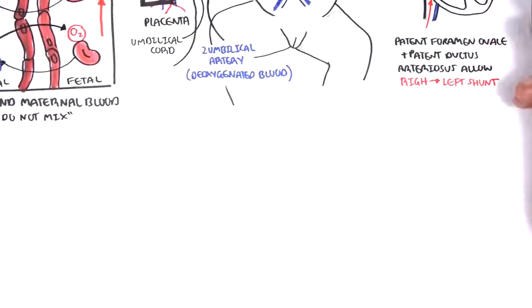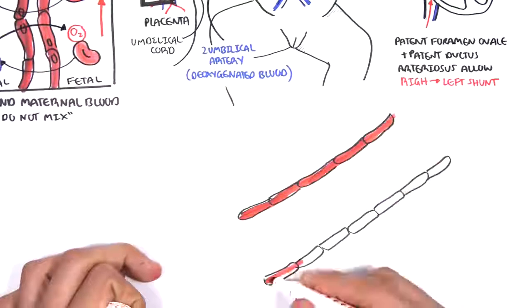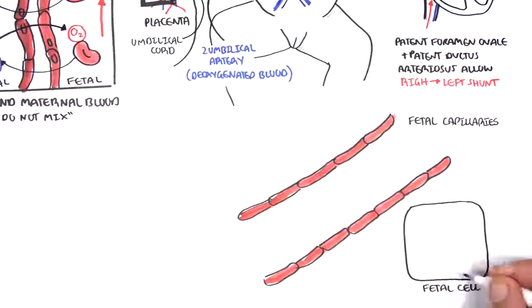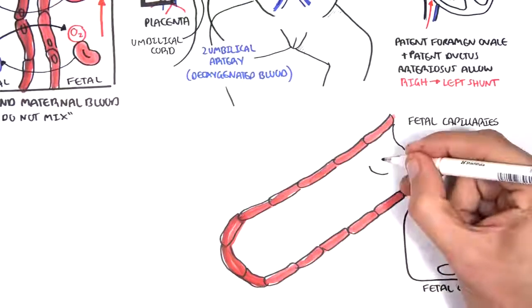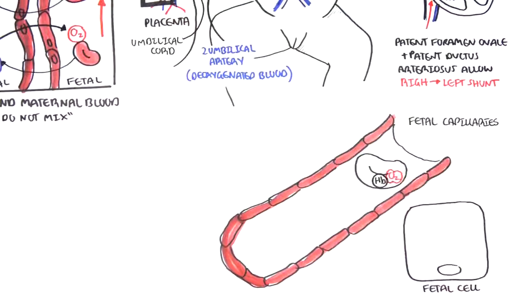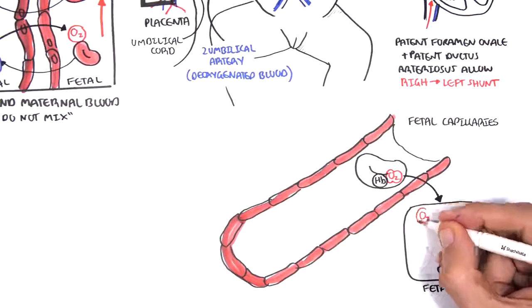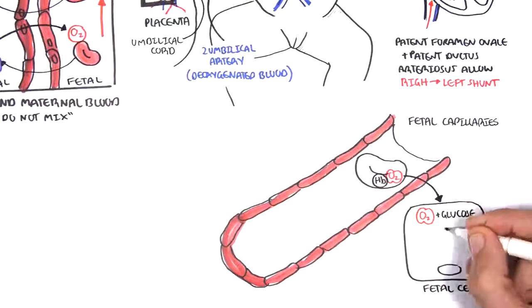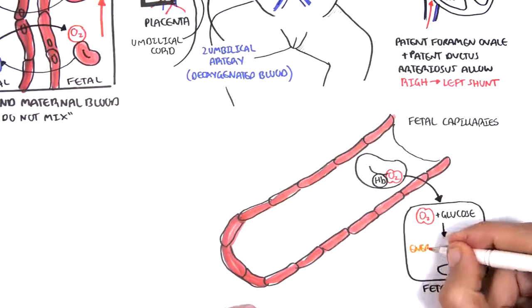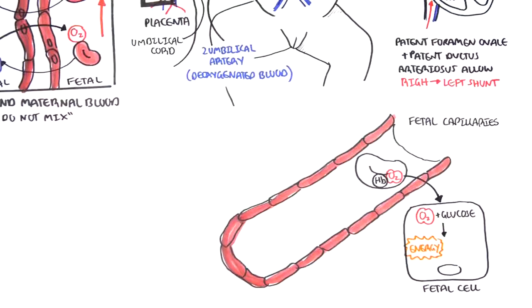So here is the fetal capillary. Here is a fetal cell. Let's just say it's a skin cell. And here is the red blood cell of the fetus, which contains hemoglobin, the molecule that carries the oxygen. Now, once in the fetal tissues, so let's just say the skin or whatnot, oxygen will detach from hemoglobin and will go into the fetal cell, and it will undergo a reaction together with glucose to produce energy for the cell and also produce carbon dioxide and water, H2O, as well.